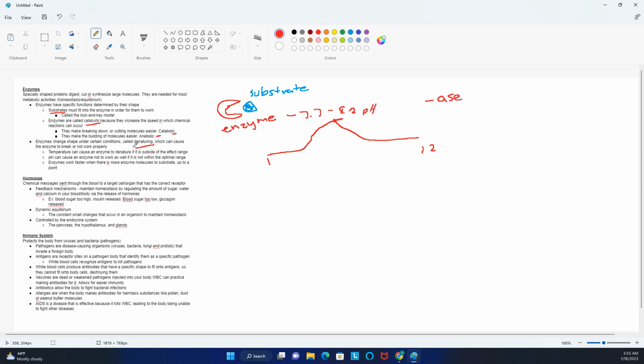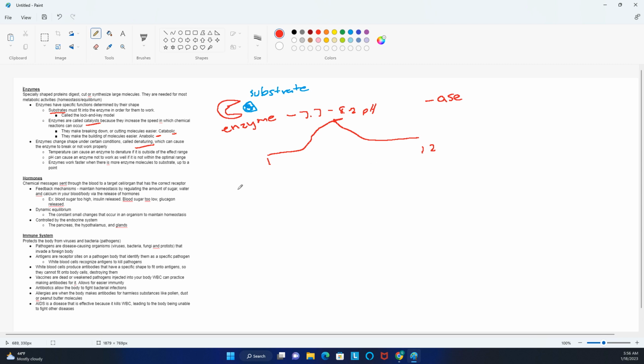The body uses enzymes to do these processes. And as we said, that shape needs to stay constant. If it doesn't, it's from denaturing. Okay, so there is what we need to know so far about enzymes. Let's go ahead and go to hormones.